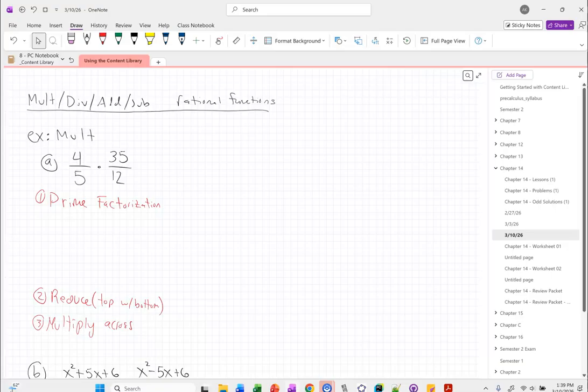All right. So if I have a problem like 4/5 times 35 over 12, what I want to do is start by doing a prime factorization of all of the numbers in my fraction. So prime factorization of 4, 5, 35, and 12. Do you guys know what a prime number is? You remember this? What is it? What's the definition?